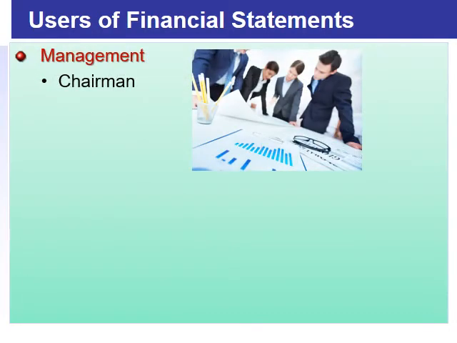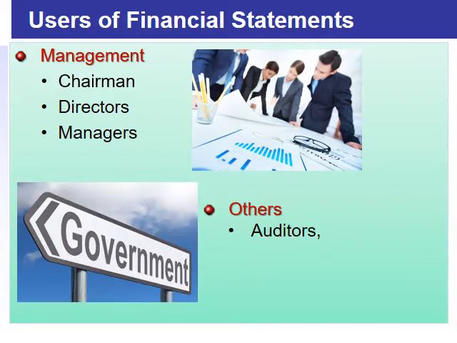Next, you have management, the chairman, directors, and managers. They need information to manage the company, of course. Without all this financial information, they cannot make a good decision. Smart management will make decisions based on as much relevant information as they can get. They have others like auditors, to audit the company. Employees. Sometimes employees want to know whether the company is doing well. If it's doing well, will they get more bonus this year? And the government wants to know how much to tax the company.